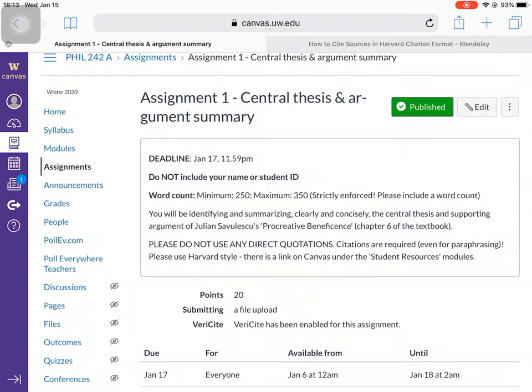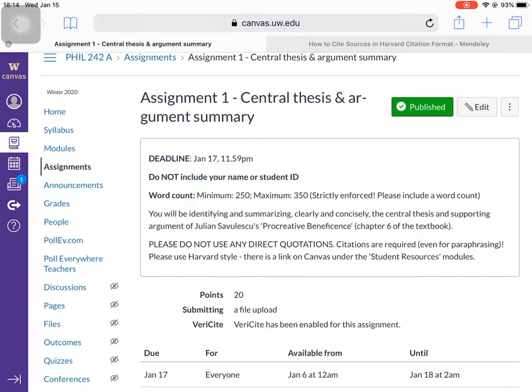We don't want a lot of block quotes. This isn't about whether or not you can quote to us what it is Savulescu is saying. It's a practice and a journey of being able to figure out how we can explain somebody else's ideas in a way that's going to be intelligible. So on the note of quotations, don't quote. You should be paraphrasing and putting things into your own words. And when you do that, you should be citing properly.